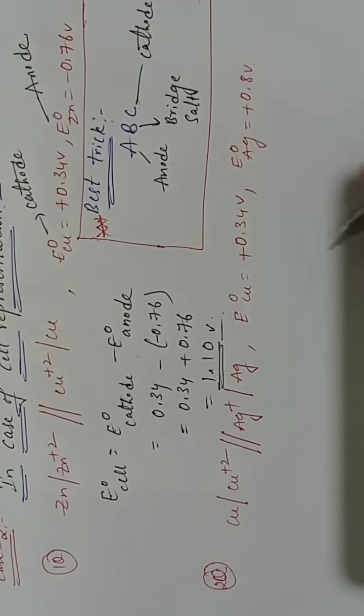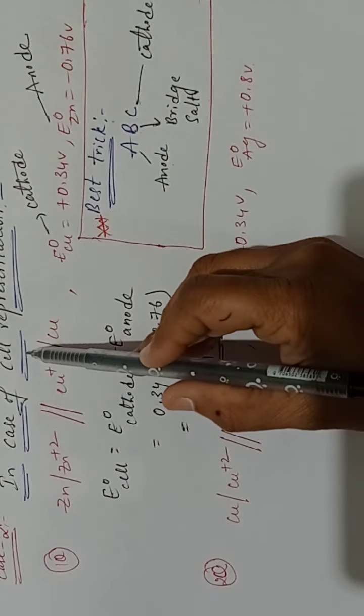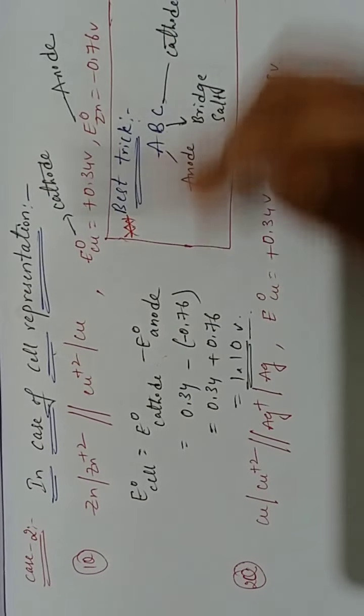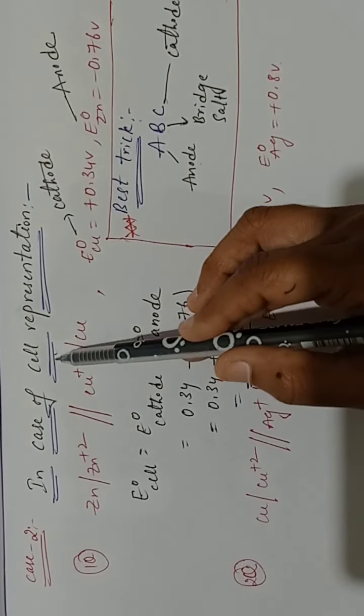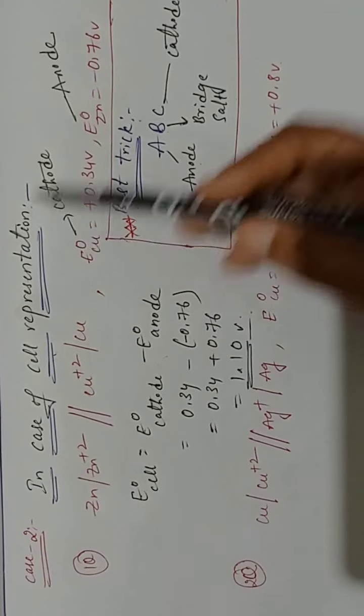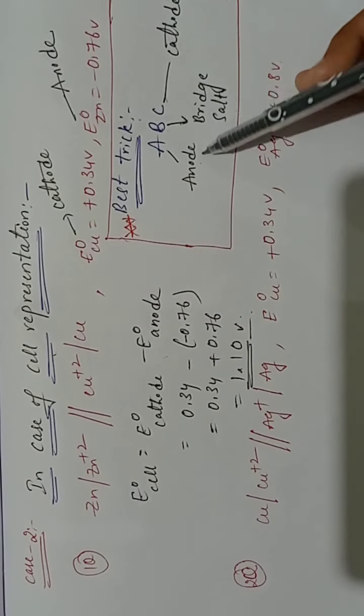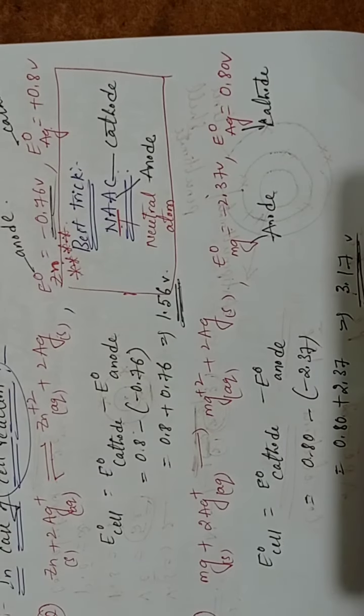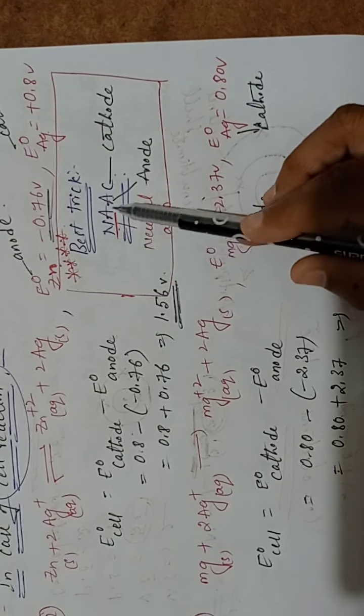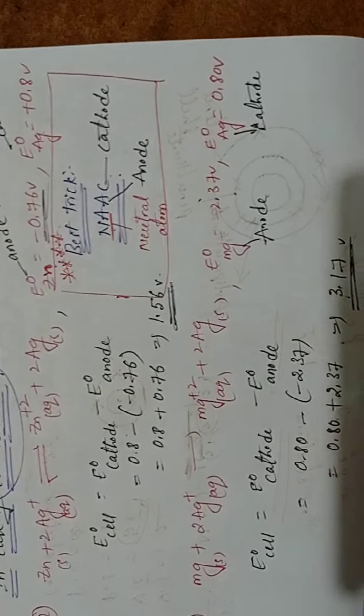So here you have to remember, this is the second case. In case of cell representation, what is the trick, students? The ABC trick. In case of cell reaction, what is the trick? NAC. Clear this one?